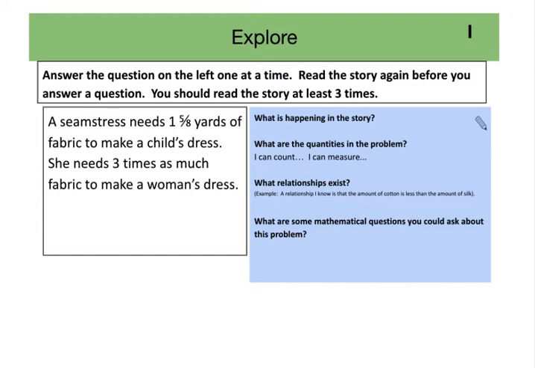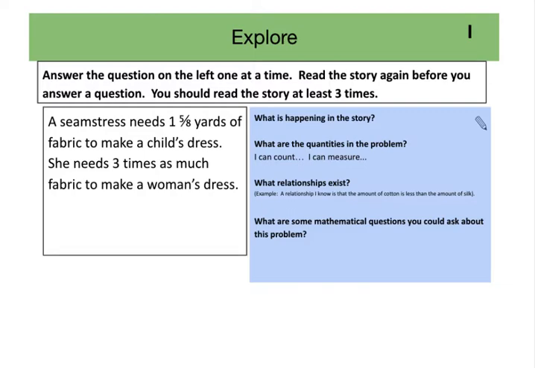A seamstress needs 1 5/8 yards of fabric to make a child's dress. She needs 3 times as much fabric to make a woman's dress. So let's go ahead and answer that first question. What is happening in that story? So pause and think, and when you're ready, unpause.